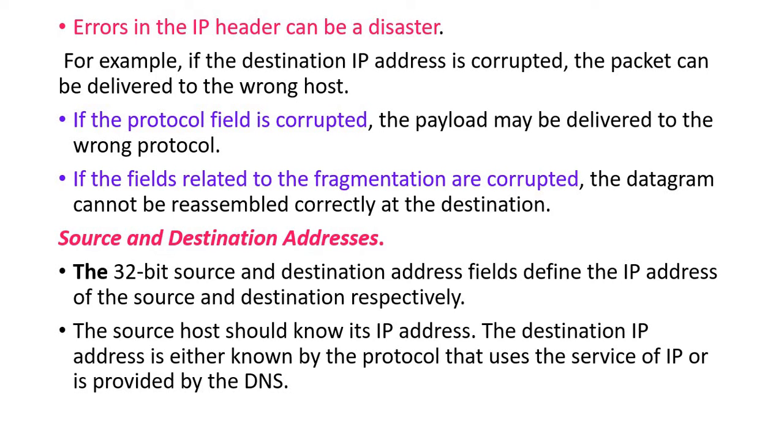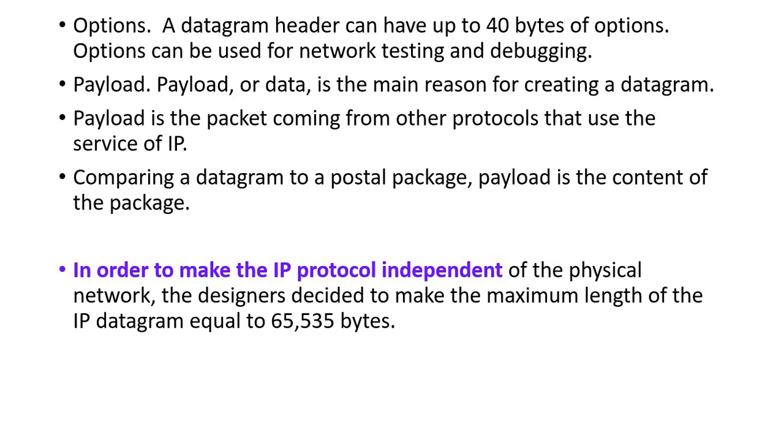And apart from this, we also have the 32-bit source and destination address fields, which define the IP address of the source and the destination. Without this, we cannot forward the data. Without this, we cannot make a proper logical address and fragmentation for the datagram. Then, in order to make the IP protocol independent of the physical network, the designer made the maximum length of the IP datagram 65,535 bytes.